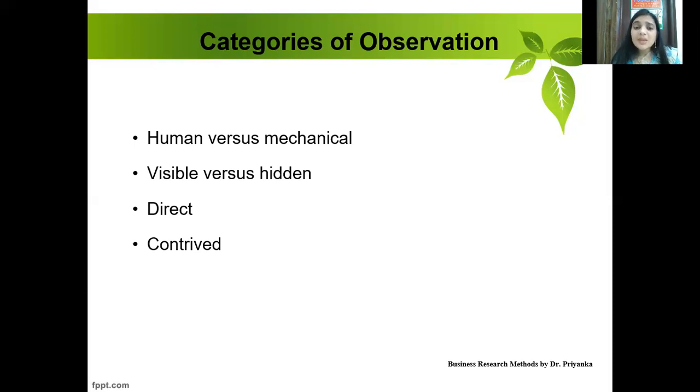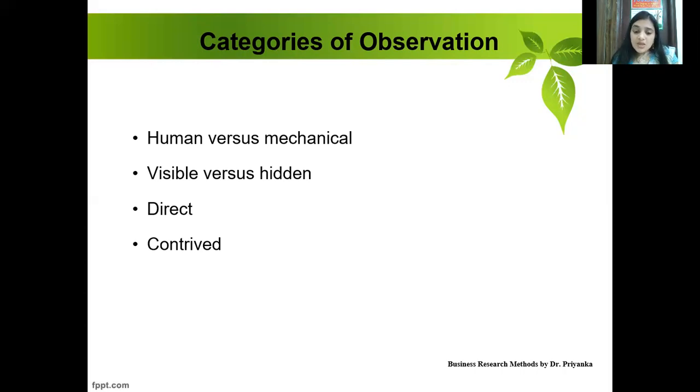So in some cases, human observation is more beneficial than mechanical observation, when we know that the behavior is not actually predictable. In that case, we will be recording every observation through a human observer only.